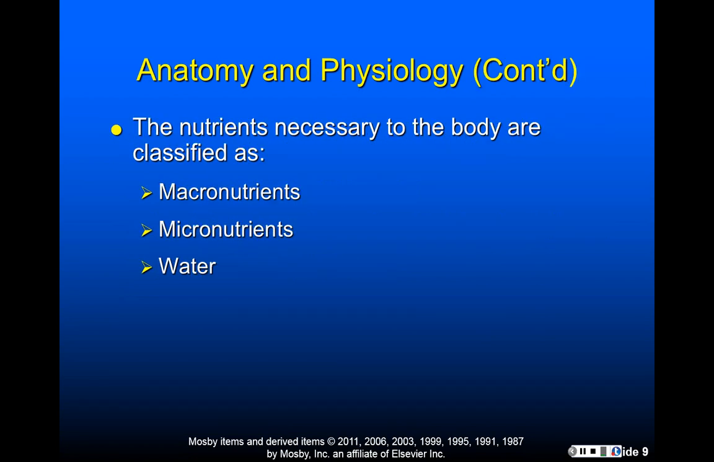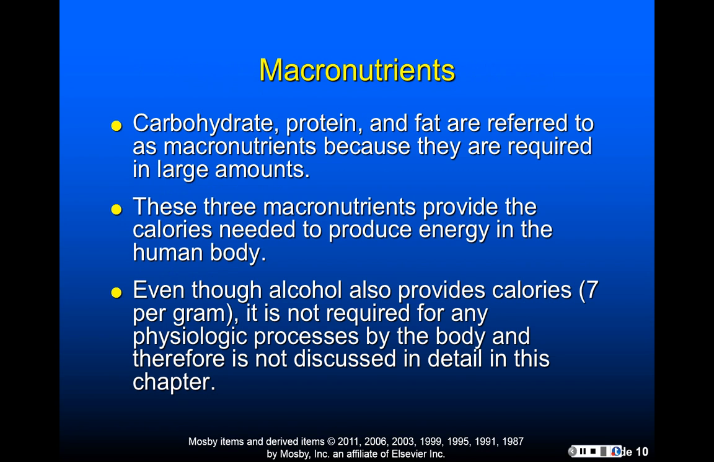The nutrients necessary to the body are classified as the macronutrients, of which there are three that we'll talk about, the micronutrients, of which there are very many, and of course water. The word macronutrient refers to nutrients that are required in large amounts, such as carbohydrates, proteins, and fats. Now, these are the big three, and they provide the daily calories needed to produce energy.